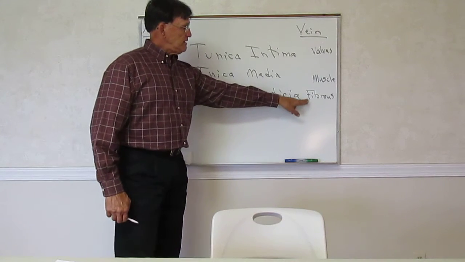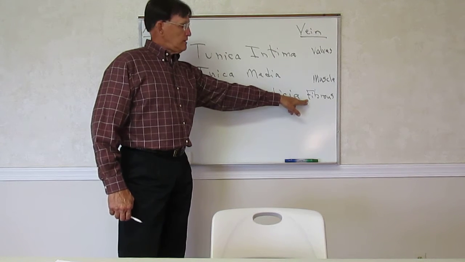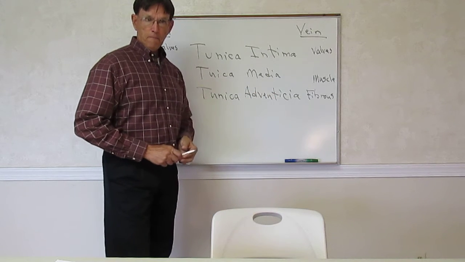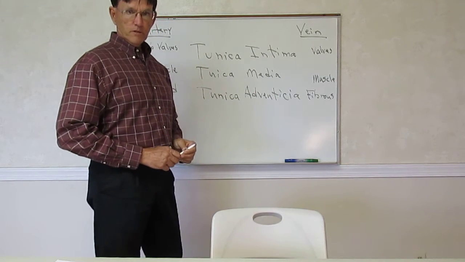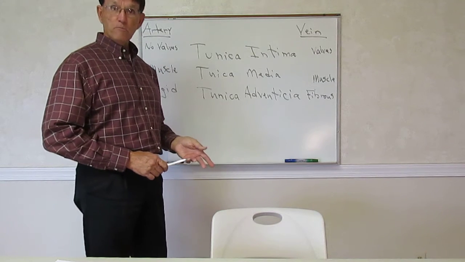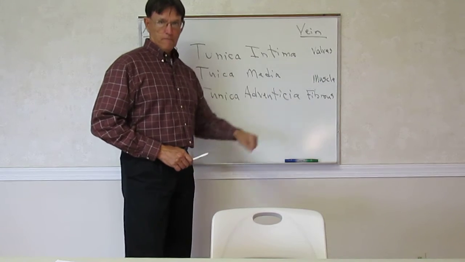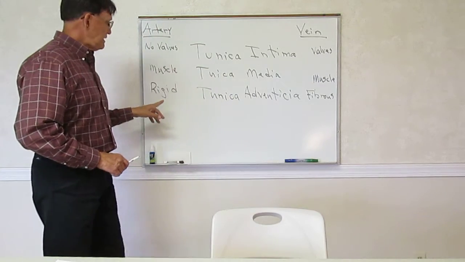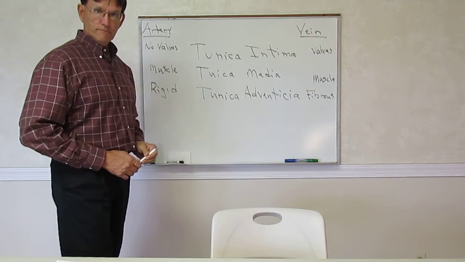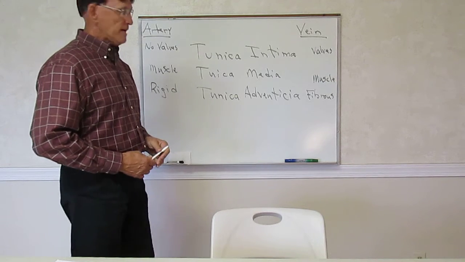In the vein, it's a very fibrous, tough layer because the veins are very close to the surface of the skin, and they need to be supple because they get bumped and bruised and banged around all the time, but they very rarely break because they are very tough and fibrous. The arteries, because they're deeper in the body, don't need as much protection. You've got muscle, skin, tissue over them, which protects them.